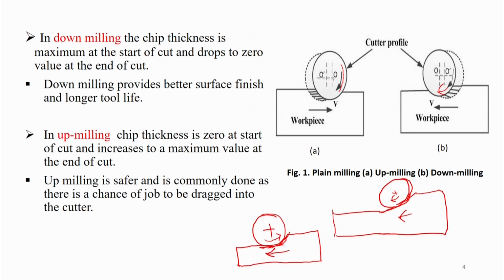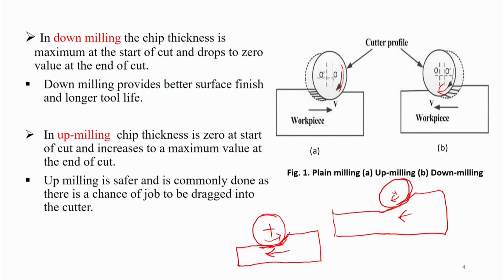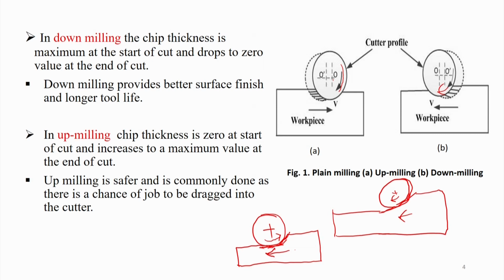Usually, you know that even in turning operation, finishing cuts are generally taken of a very small depth, and initially the cuts are high, but here you have got a different type of situation. So, that is why this way may not give that good a surface finish. Now, up milling may sometimes be considered safer because there is a chance of the job being dragged into this cutter.